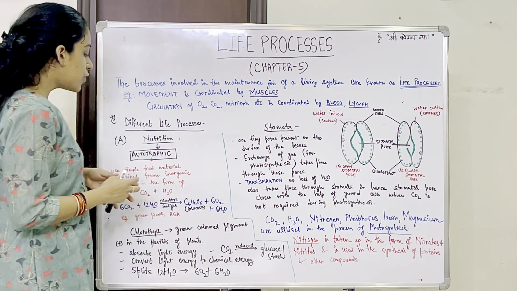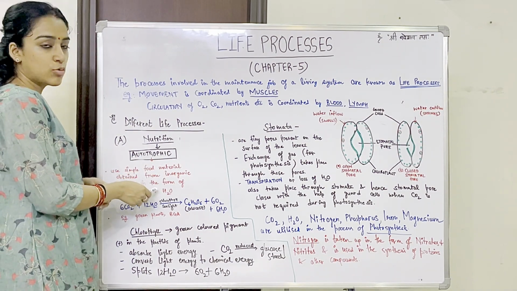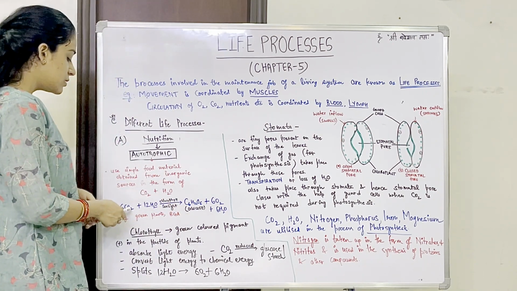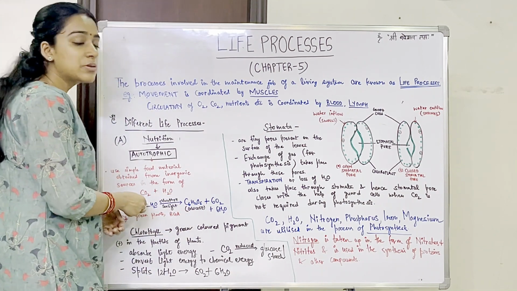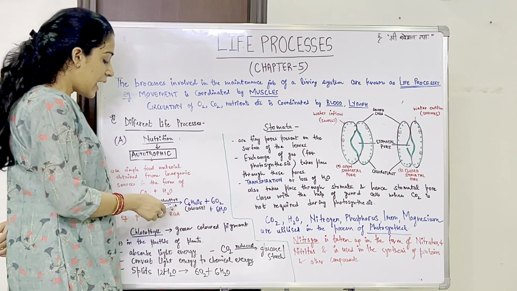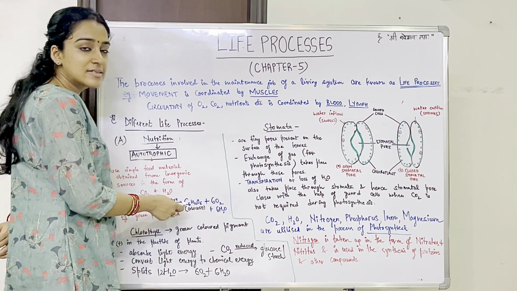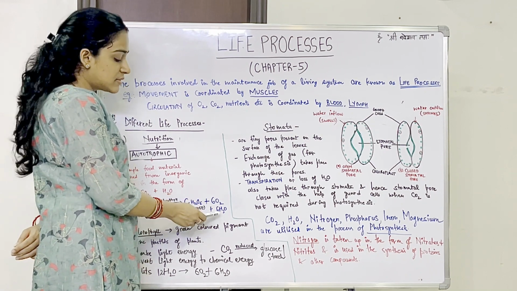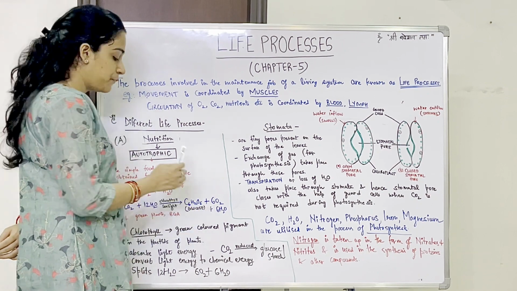Autotrophic nutrition is where simple food material is obtained from inorganic sources in the form of carbon dioxide and water. As I mentioned, 6 molecules of carbon dioxide combined with 12 molecules of water, in the presence of chlorophyll, the green pigment, and sunlight, produce 1 molecule of glucose, C6H12O6, with the release of 6 molecules of oxygen and 6 molecules of water. This is the equation of photosynthesis.